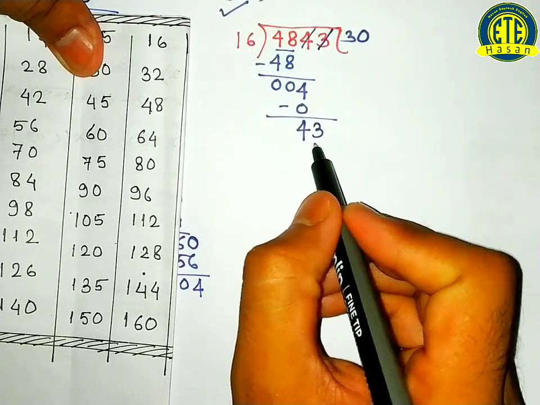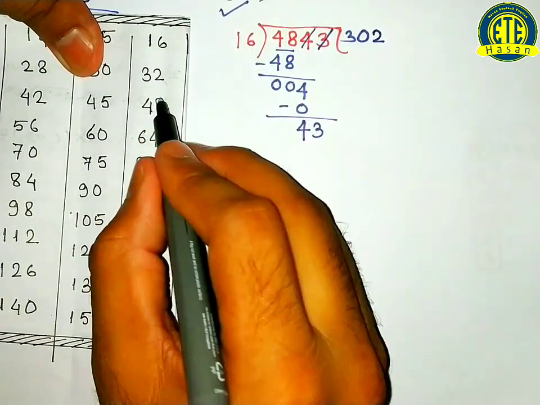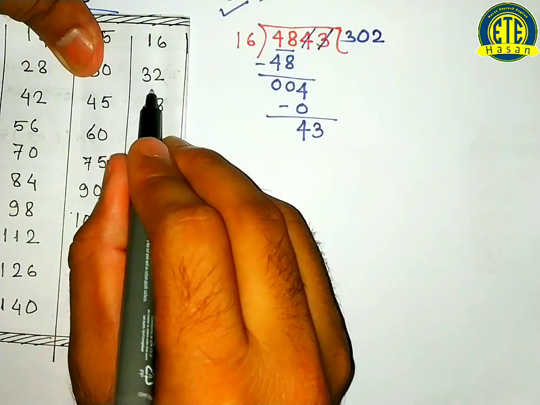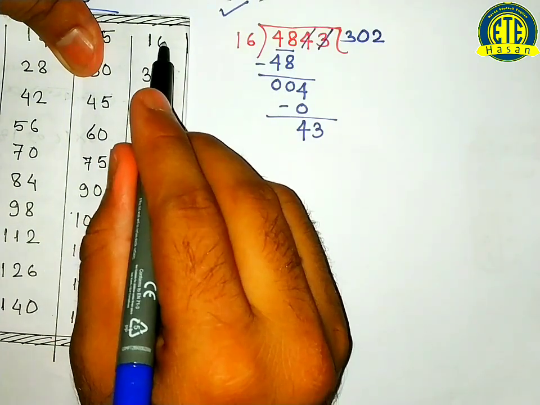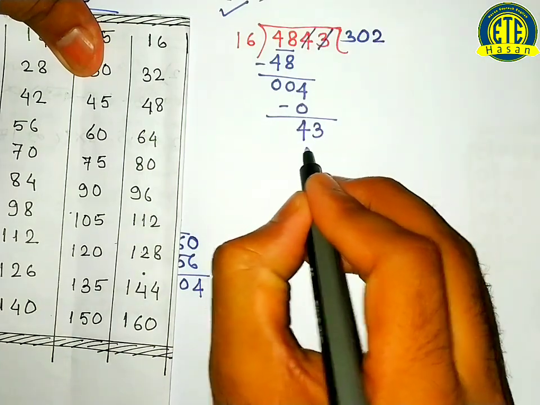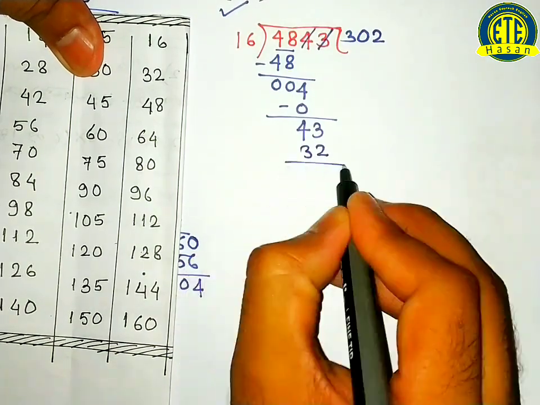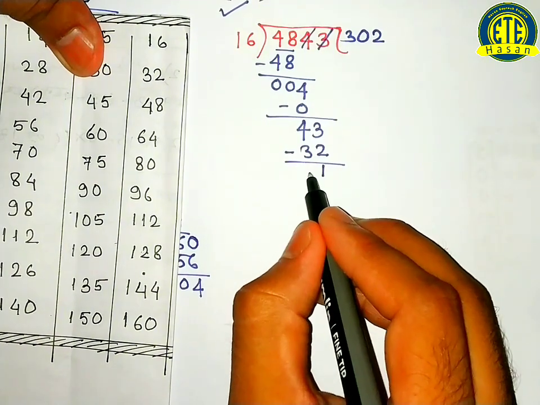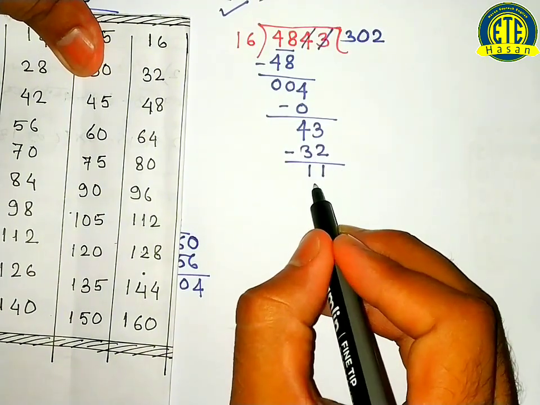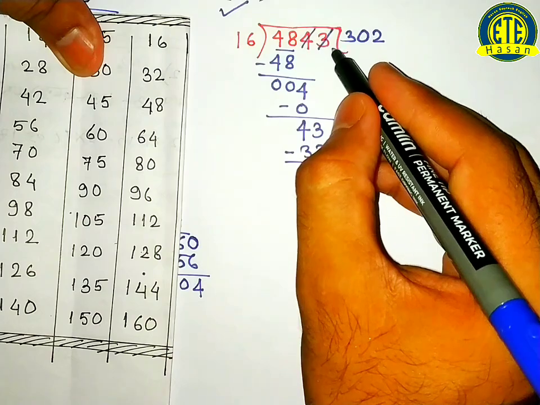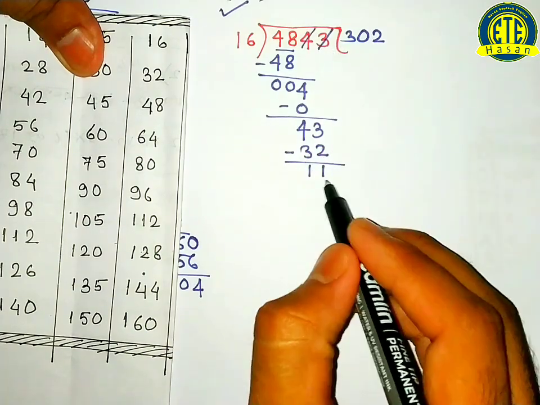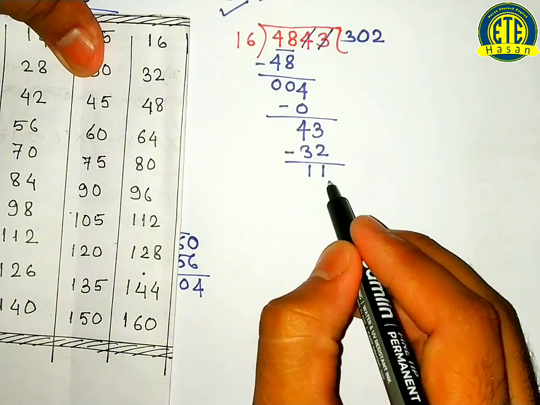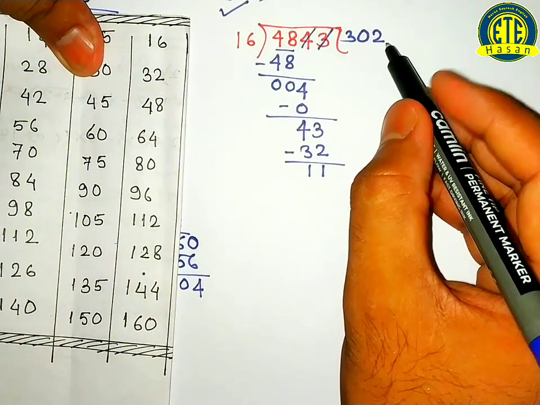16 count. 43 lies between 32 and 48, so we have to count 16 in 2 times. 16 2 is 32. Now subtract it. 3 minus 2 will be 1. 4 minus 3 will be 1. After subtracting we have to write down our next number. Is there any next number? No, but the remainder we get is 11, so we have to find out 3 decimal places.